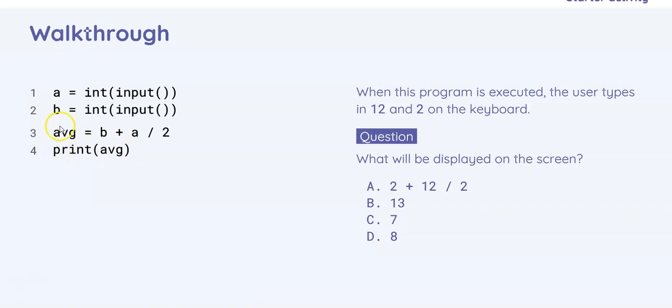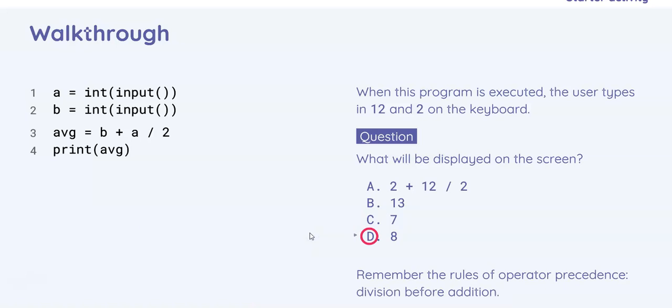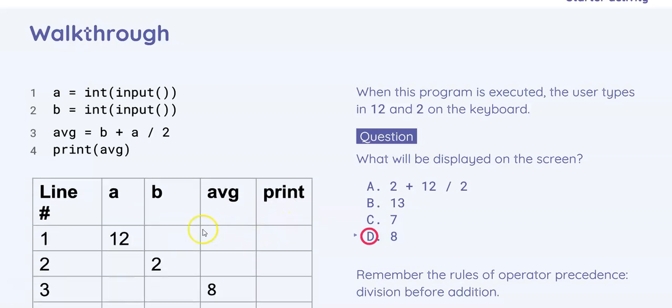So essentially we need to find out what is average. So again, pause the video and try, and then come back and play again to see what the answer is. Okay, so the answer is 8. You might be asking, how did we end up with 8? So let's look at the table. 12 is stored in A and 2 is stored in B. Using this trace table is going to help us understand what is happening in the program.